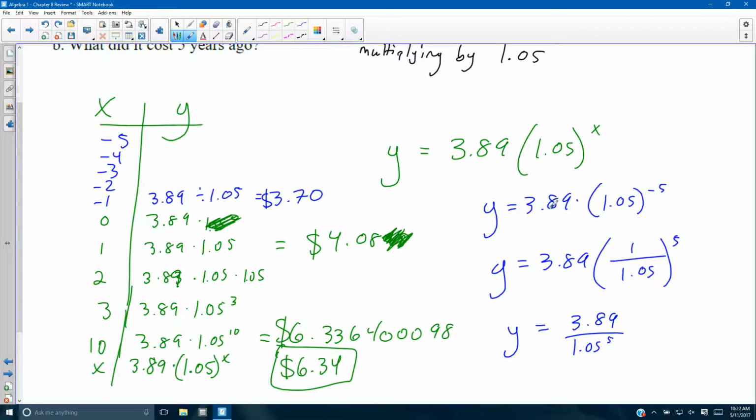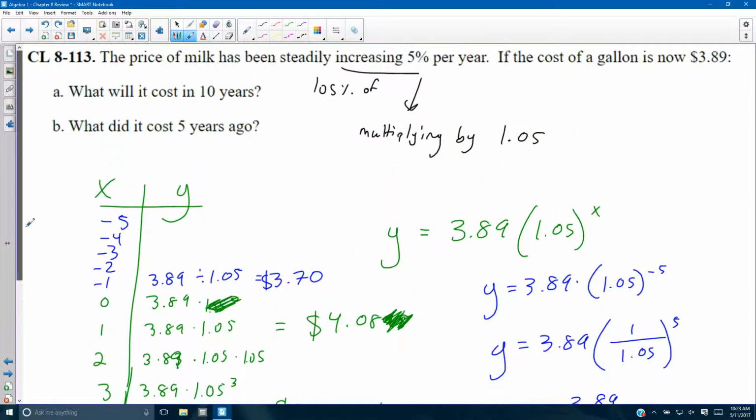I think there's something on negative exponents that you're going to have to deal with in review. So I'm going to do 3.89 times 1.05 raised to the negative 5th power, and I get the number 3.047, so about $3.05 when rounding. That's how much it cost 5 years ago. As you can see, the price of milk more than doubles over 15 years, from this year to this year way down here.